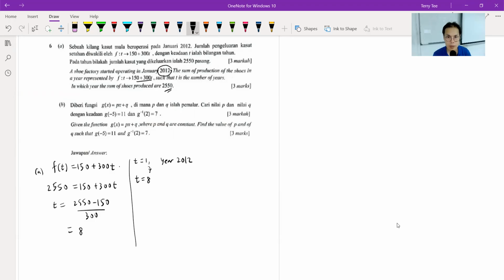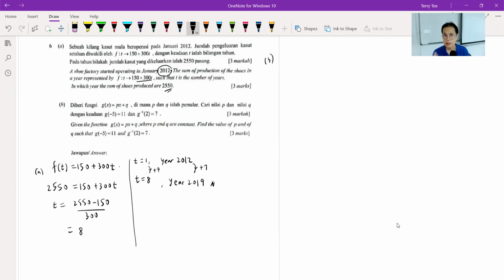For me, I'll do it this way. If you plus 7, the year is 2019. Simple, right? So think of it this way, don't have to think too complicated. From 1 to 8, I must plus 7. 2012 is the first year where T equals 1. So you plus 7. 2012 plus 7 is 2019.